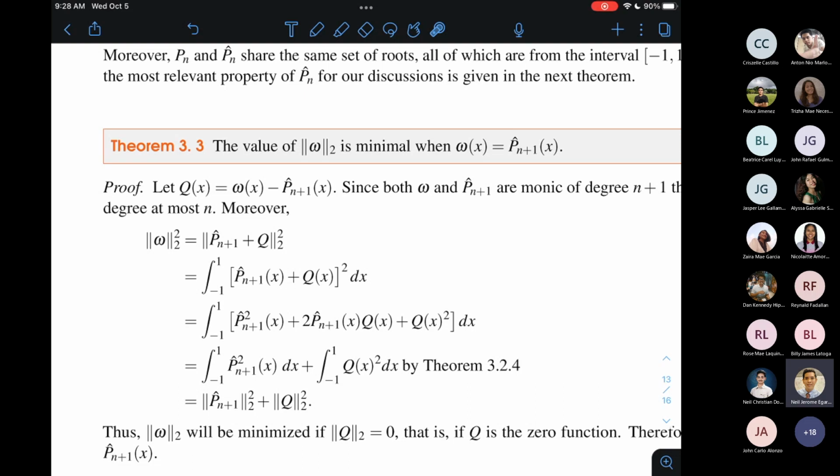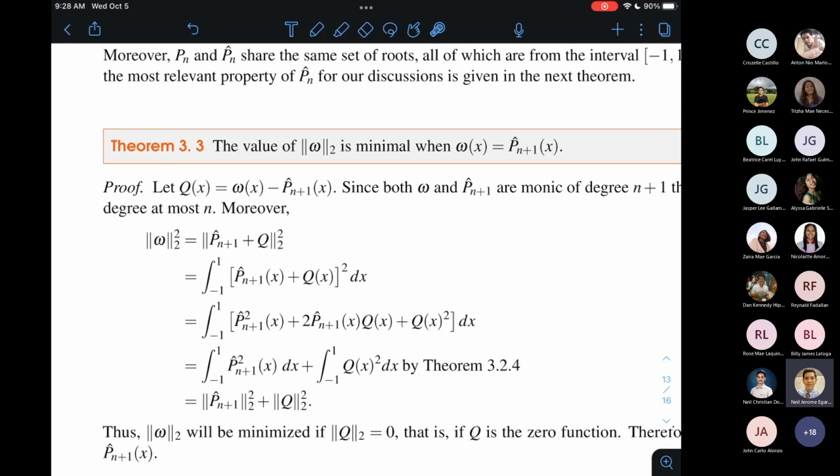Alright? So, sinasabi ng theorem 3.3, mamiminimise natin yung L2 norm nung omega dun sa error term, dun sa degree n interpolating polynomial kapag ang pinili kong omega ay pinersa ko to be the monic Legendre polynomial of degree n plus 1. So kung si omega yung error sa interpolation using an AIP of degree at most n, kailangan ko ng n plus 1 points. Alright?